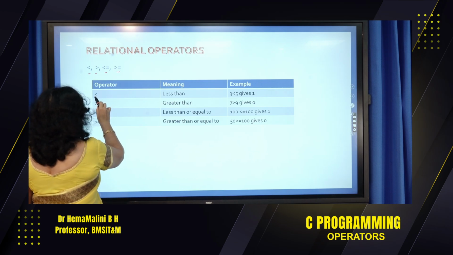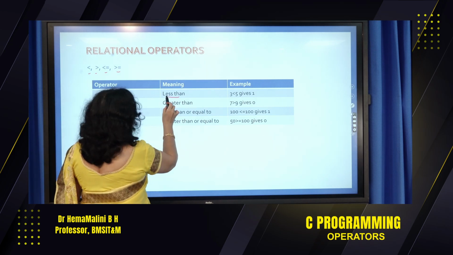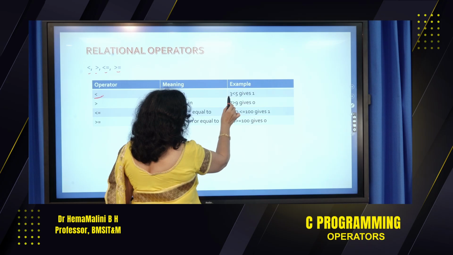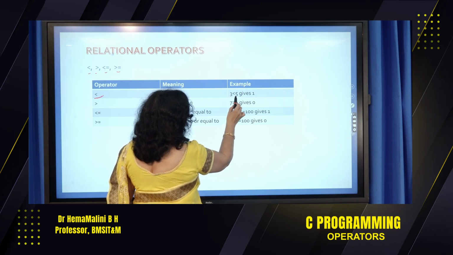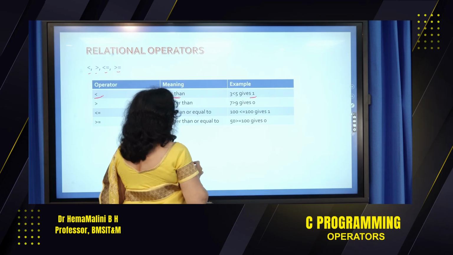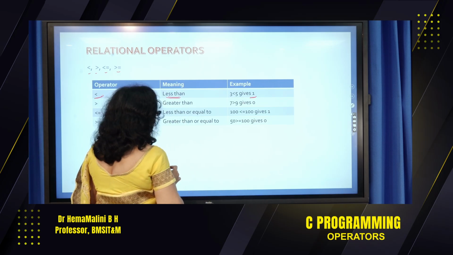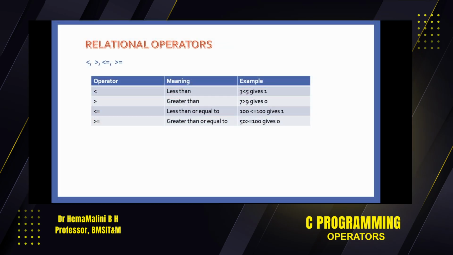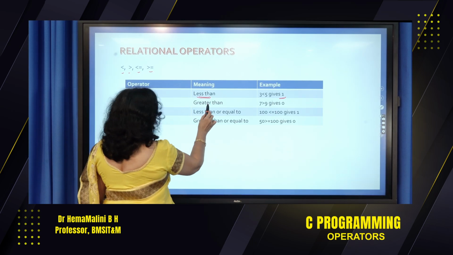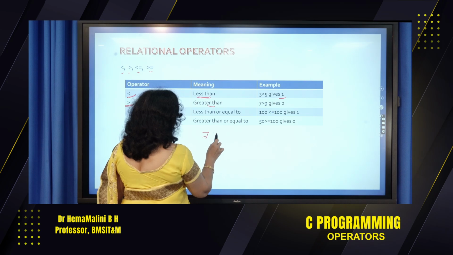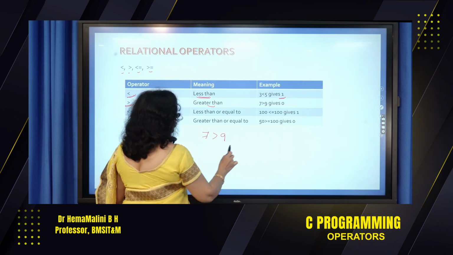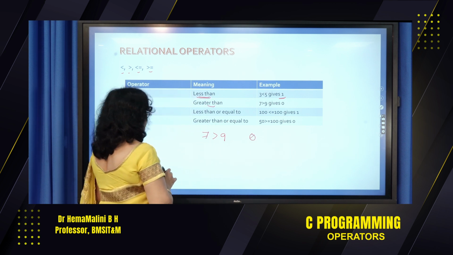The operator is less than, the meaning is less than. Example, we take 3 less than 5. We are going to check 3 less than 5. If it is true, it gives a value 1. So the result would be either 0 or 1 when we check for the condition. Look for the next operator, which is greater than. Say you are going to check 7 greater than 9. Is 7 greater than 9? No, it is not. So it gives a value 0.